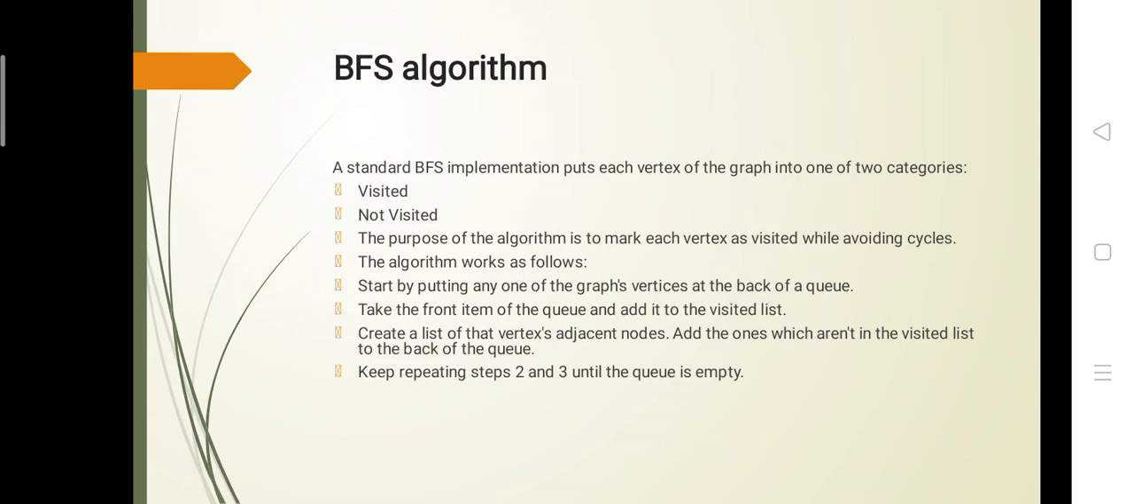Start by putting any one of the graph's vertices at the back of a queue. Take the front item of the queue and add it to the visited list. Create a list of that vertex's adjacent nodes. Add the ones which aren't in the visited list to the back of the queue. Keep repeating steps 2 and 3 until the queue is empty. This is the algorithm of BFS.